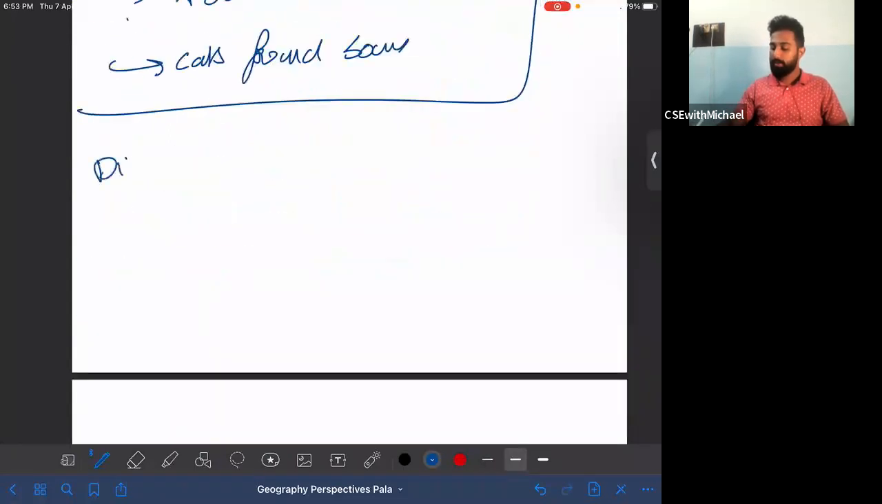Now as far as distribution is concerned, we have to identify the distribution. Distribution can be seen in three parts of the world, right?